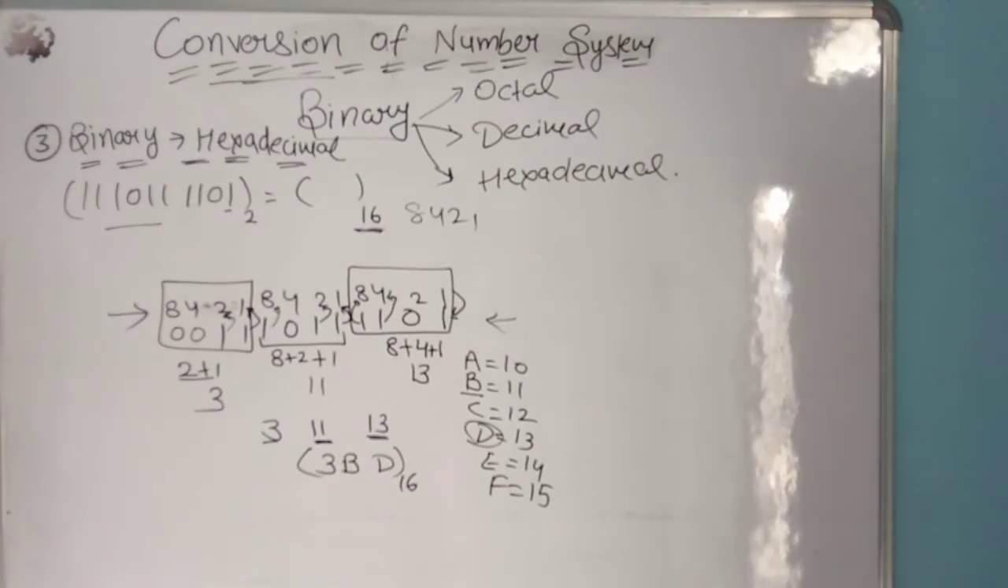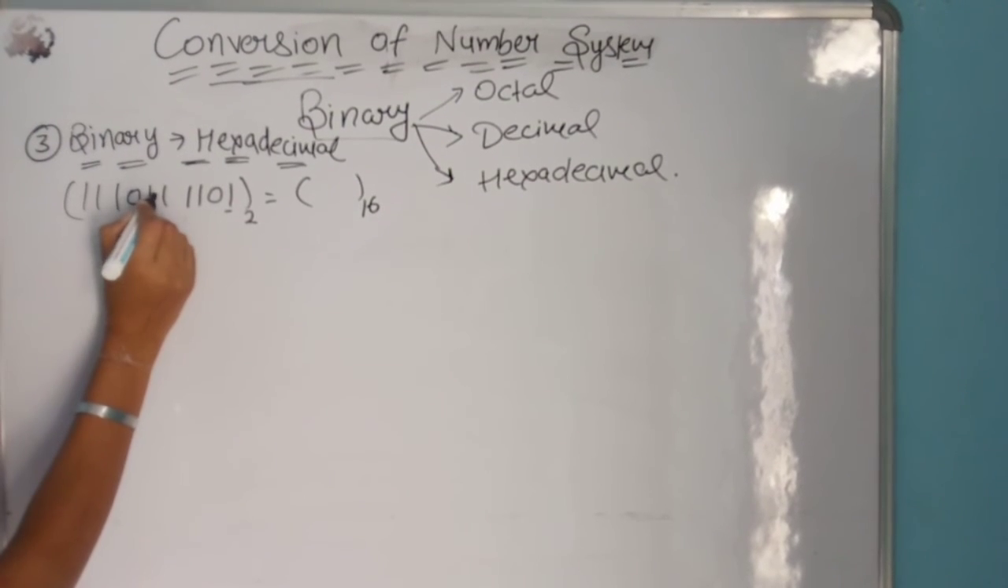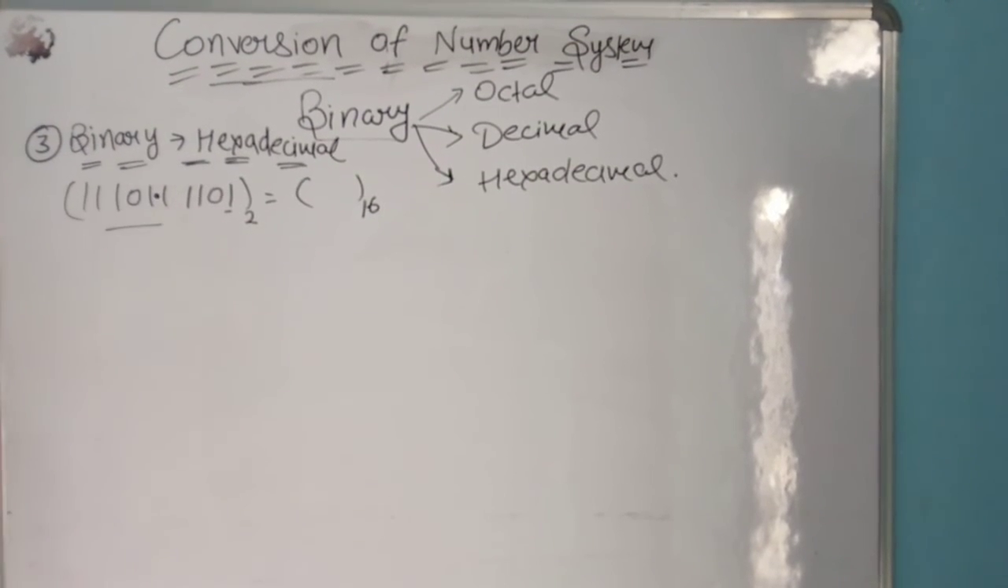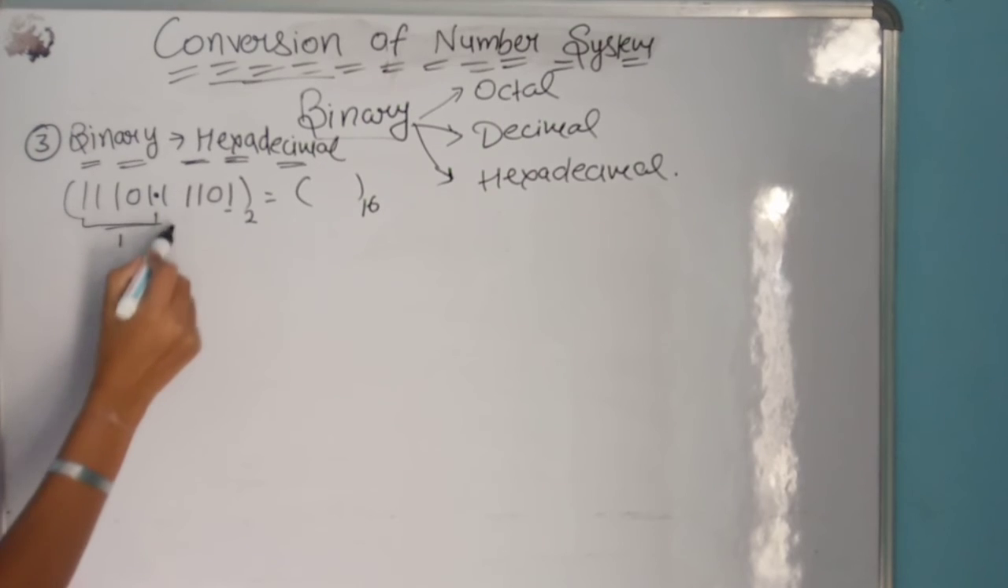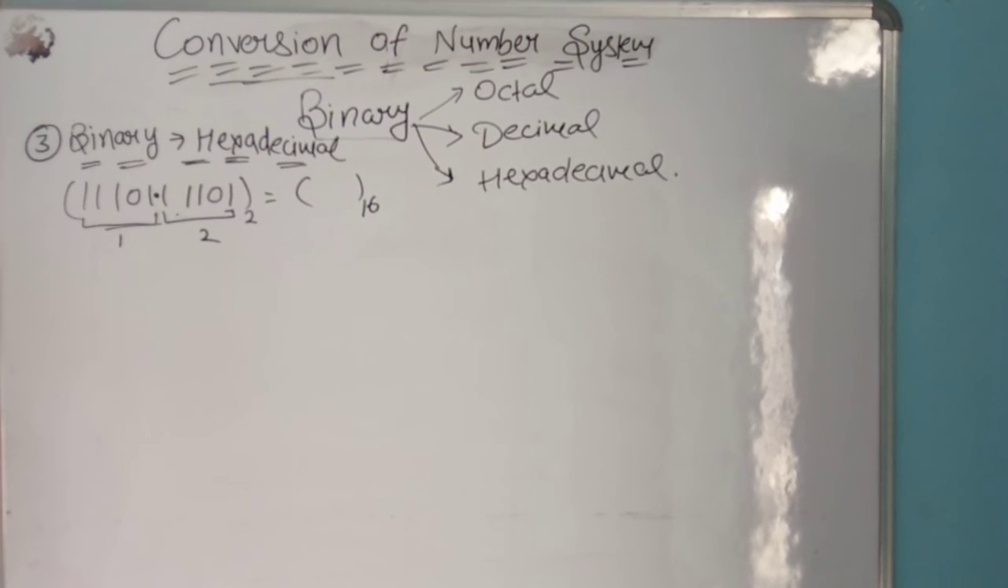Now we will learn about a binary number containing a decimal point, meaning a pointing value, and we convert that number into a hexadecimal. Let's suppose here is a point. How can we convert this binary number into a hexadecimal number? It has two parts: this is the first part and this is the second part. Now we solve the first part.